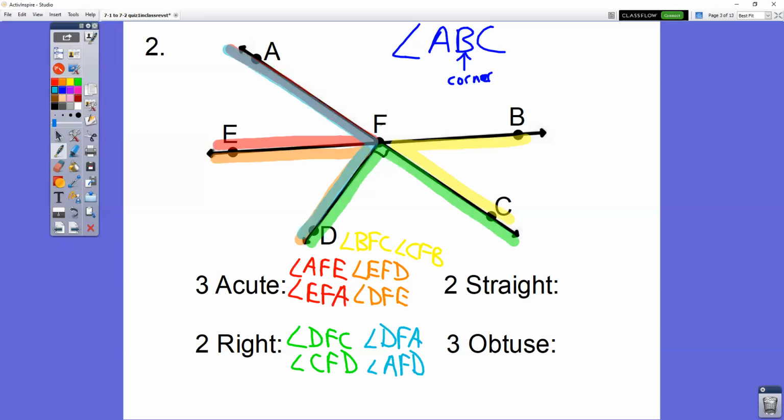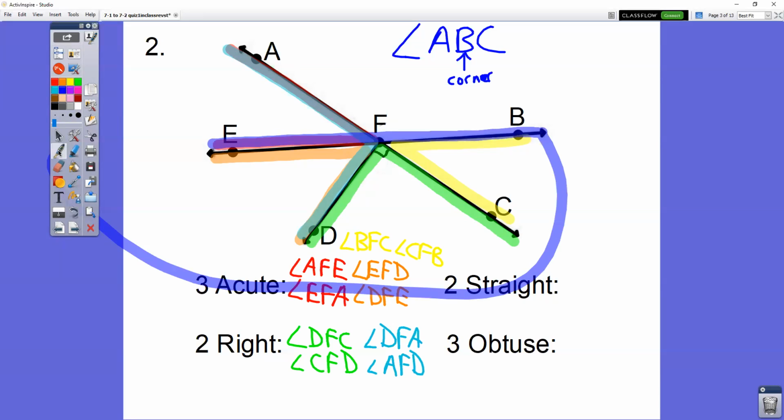So a straight angle is just a straight line, but it has to have three letters with it. So going right across the middle here, EFB. So angle EFB.